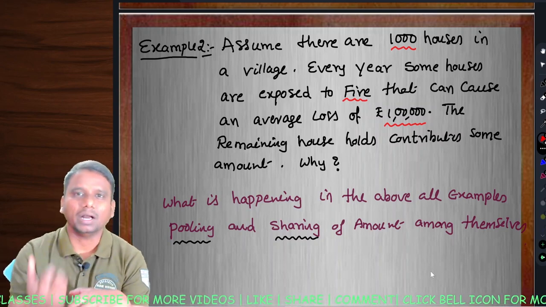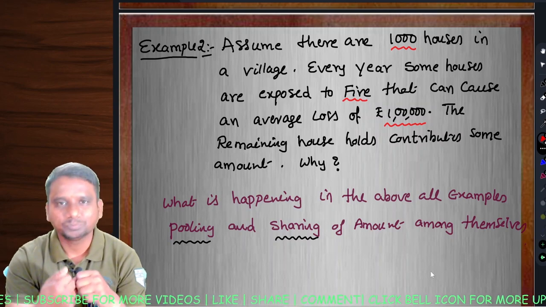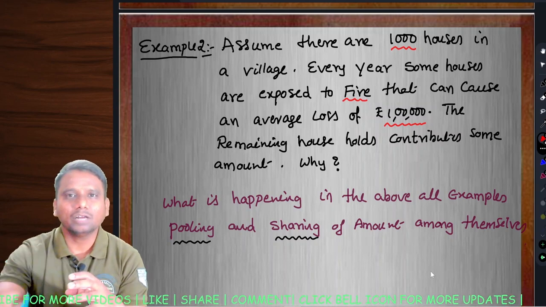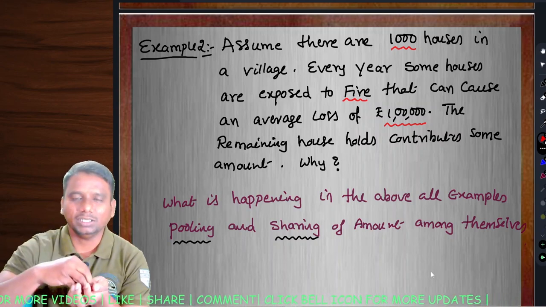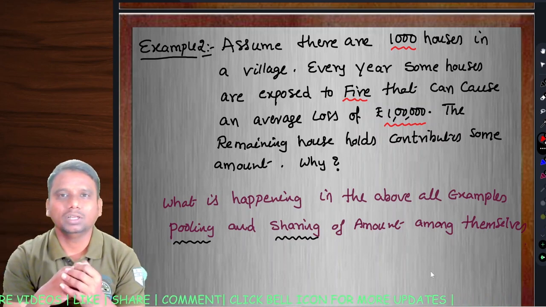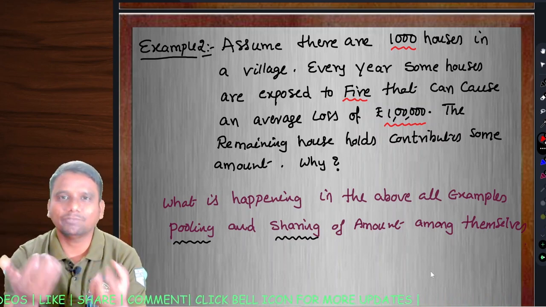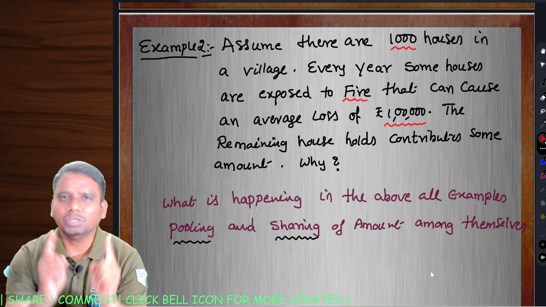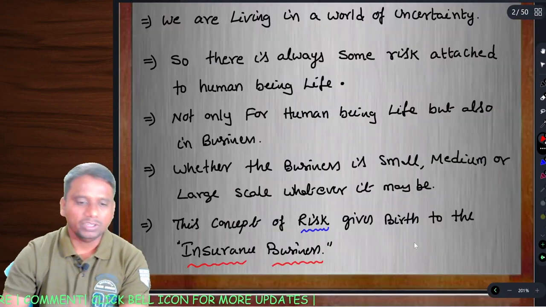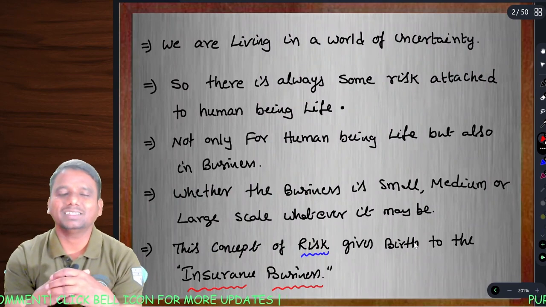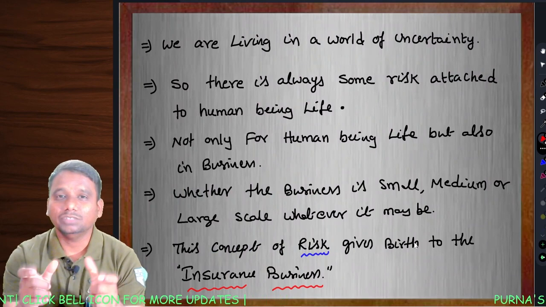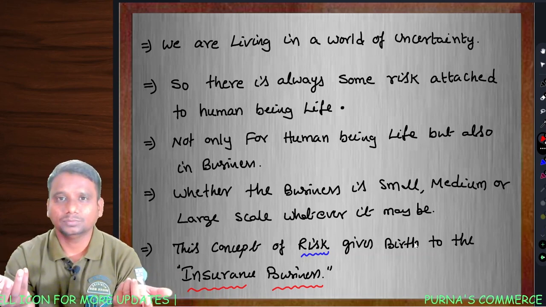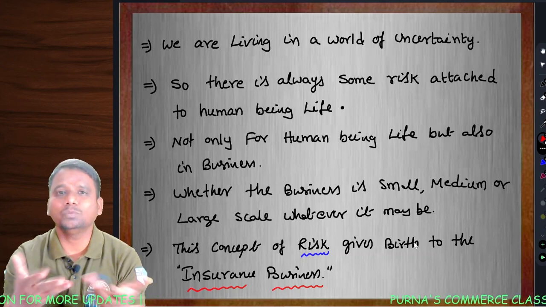They are pooling the money from all the people and sharing that amount among themselves. Try to understand. They are pooling the money and handing it over to the people who were suffering from financial loss. That means we are living in a world of uncertainty. We don't know when anything may happen to us at any point of time.